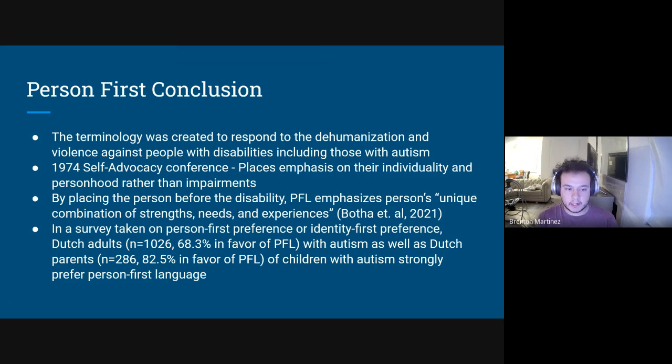In the survey taken on the person-first preference or identity-first preference from the Dutch results, we saw that an overwhelming majority of them, the adults with autism and the parents of children with autism, strongly favored person-first language.